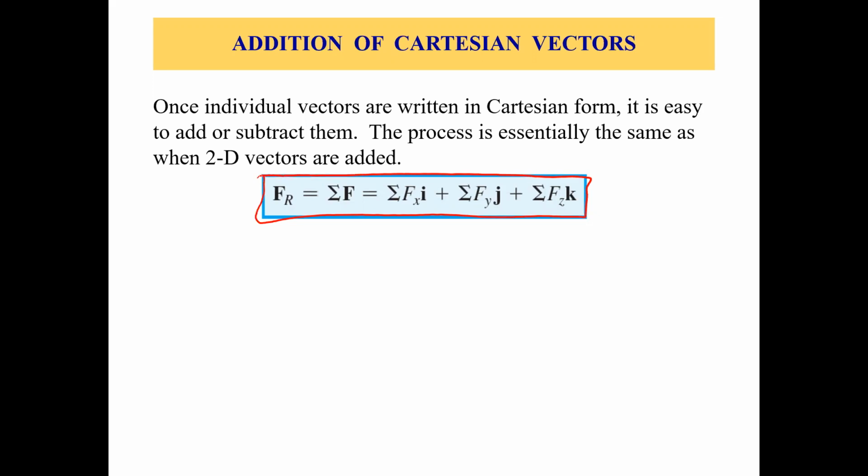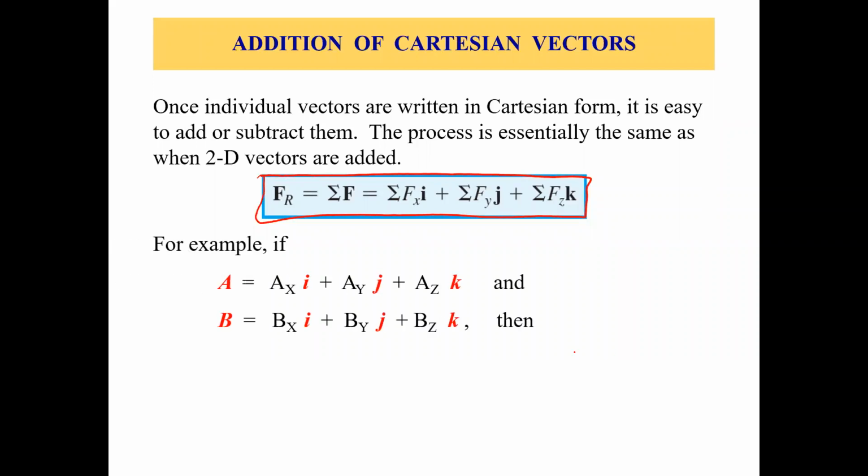FR, which is the resultant vector, equals the summation of F, maybe 2 or 4 or 10 or 20 vectors, any number of vectors. The sigma F means summation of all the vectors, right? So summation of Fx times i plus summation of Fy times j plus summation of Fz times k, right? So we'll add up all the x, y, and z components along with the i, j, and k notation, right? So that's how we get this FR, which is the resultant vector. Okay.